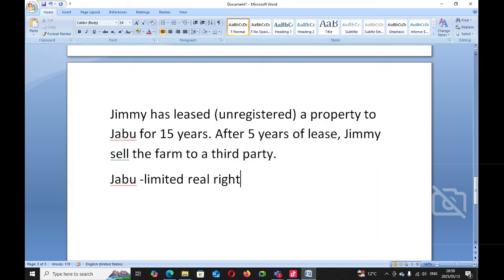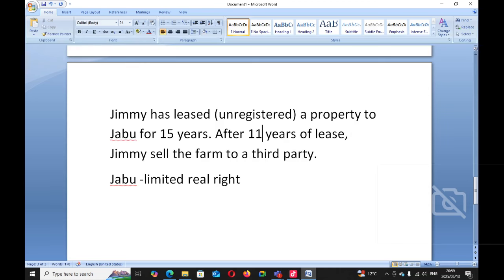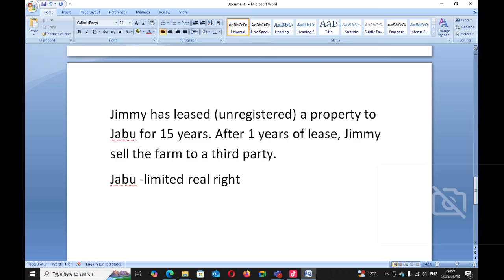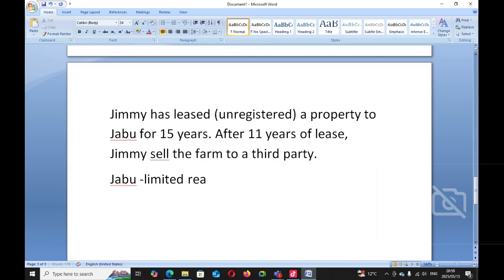And I said, what if now he sells the farm after 11 years? It's unregistered. Then the Formalities Act is the one that will regulate Jabu's future. It's the one that will regulate whether the third party had knowledge. If the third party has no knowledge, then the lease will expire or be terminated automatically. But if the third party has knowledge, it will create the doctrine of notice. Then you'll know. Okay, I hope.